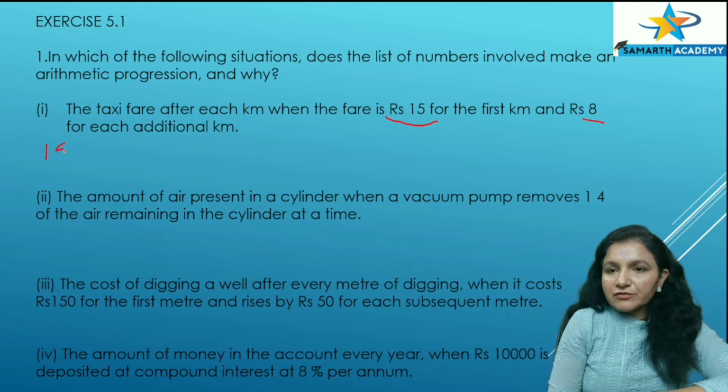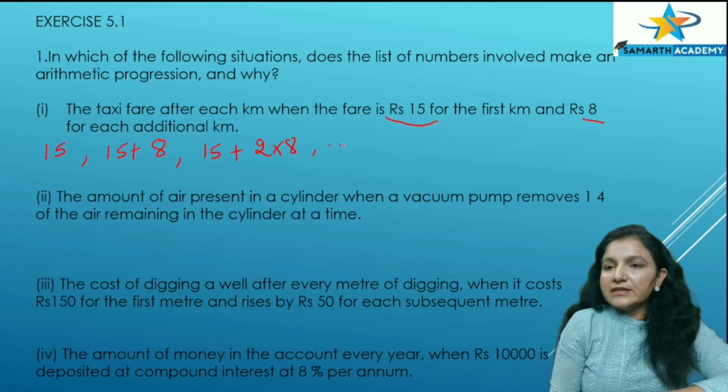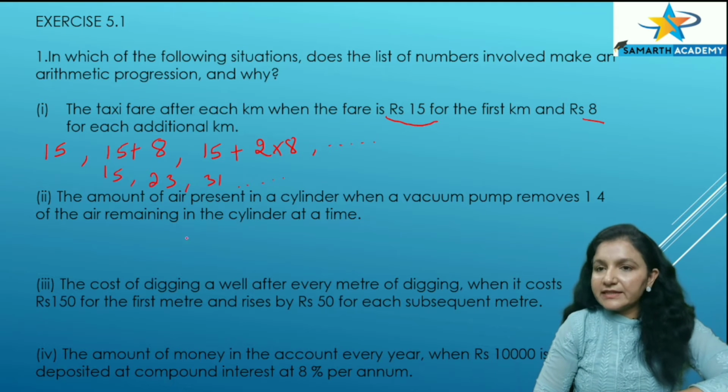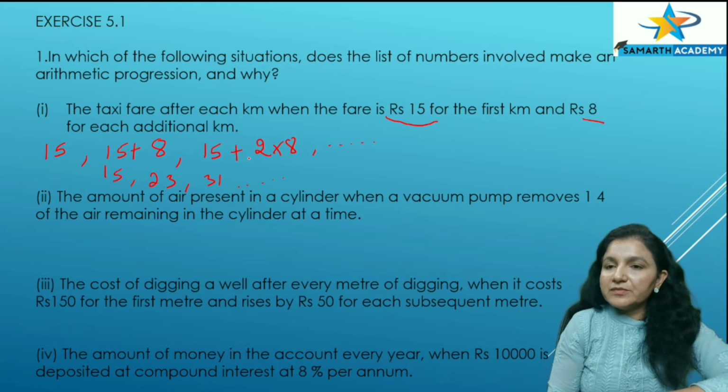So it becomes for the first kilometer 15. If a person is traveling 2 kilometers, he has to pay 15 plus 8. Then if he is traveling 3 kilometers, so 15 plus 2 into 8 and so on. These are the prices: 15, 23, 31 and so on. So we can see that there is the common difference 8. So the given terms form an AP.